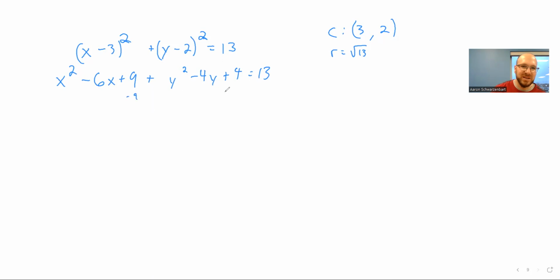I'm going to subtract 9 and 4 from both sides, which is essentially subtracting 13. So that gives me x squared minus 6x plus y squared minus 4y equals 0. I think I'm going to move the 6x and the 4y to the other side. Try to make this a little cleaner.